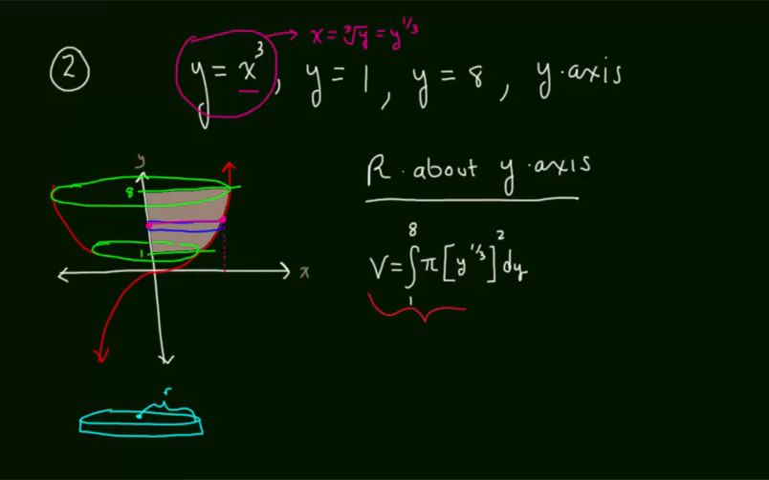And you are free to leave it in this format. I kind of like it because I can see the radius and I see the form that the radius is squared. But you could also simplify that term to say y to the 2/3 power. That would be helpful in the event that you are asked to actually evaluate the volume.